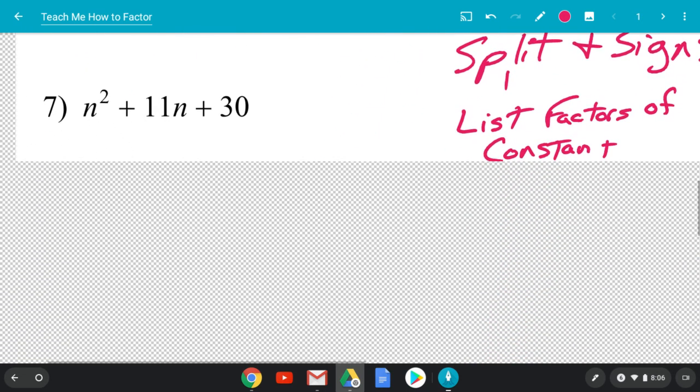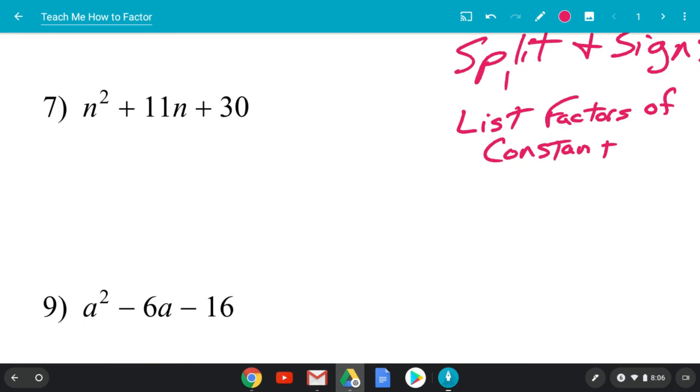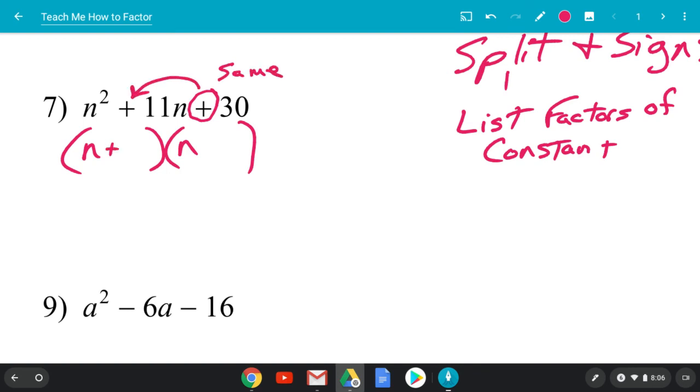All right, let's look at number 7. Same thing. Is there a GCF? No. Is there a leading coefficient? No. Split in signs. Two sets of parentheses. Put an N in each this time. Look at my last sign. It's positive. Tells me they're both going to be the same, and they'll both be positive.